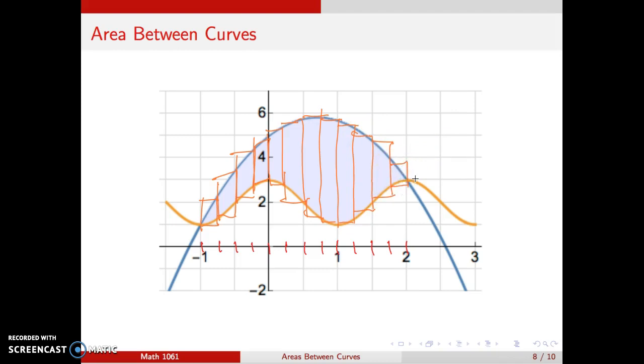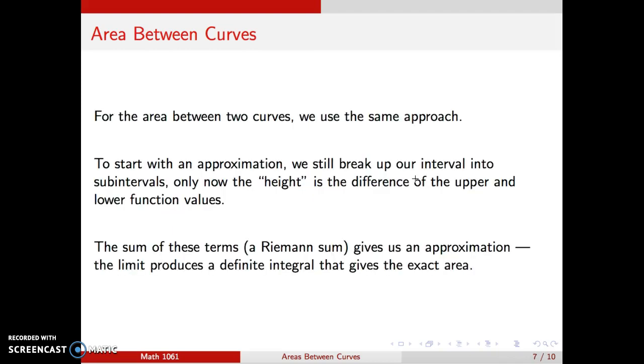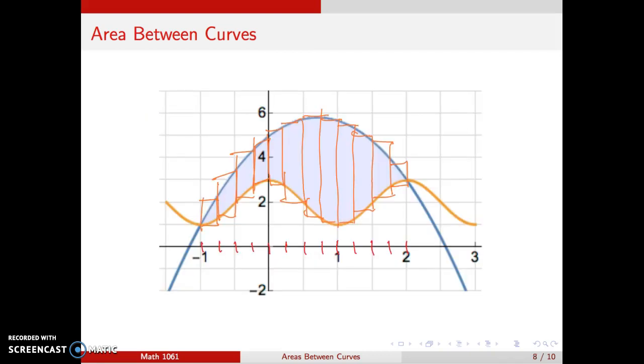And so it looks like that. But again, the setup is exactly the same idea. So the sum of these terms, which is a Riemann sum, gives us an approximation, and the limit produces a definite integral that gives the exact area, just like before. If I cut the subinterval width in half, I get a better approximation. This is assuming we've got continuity for these functions.